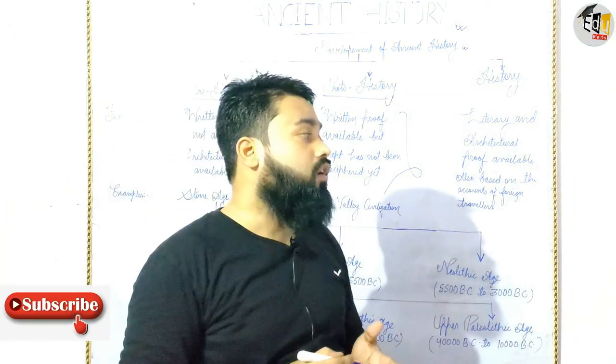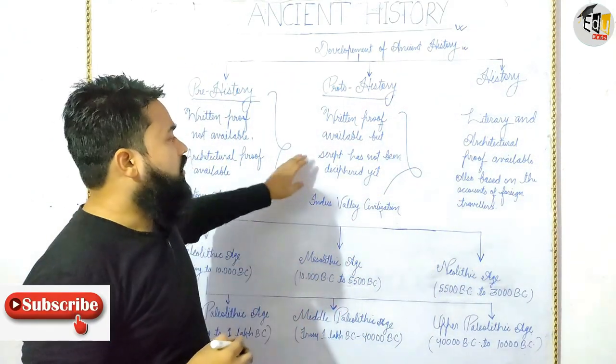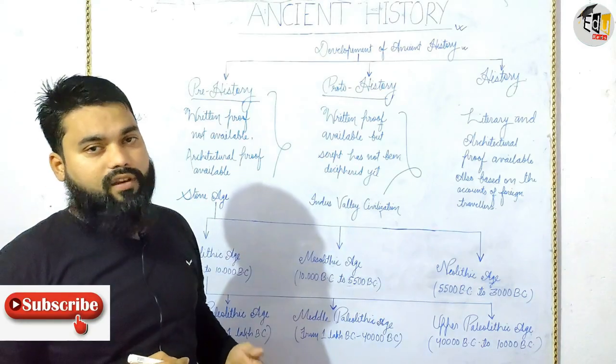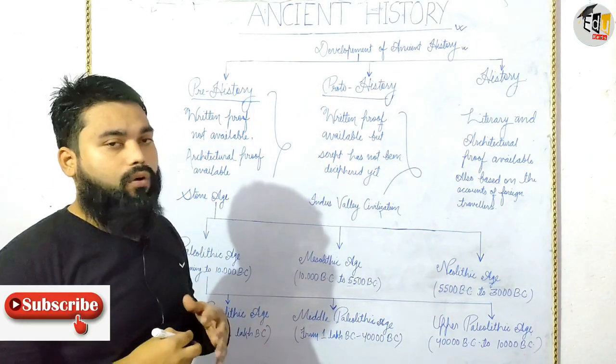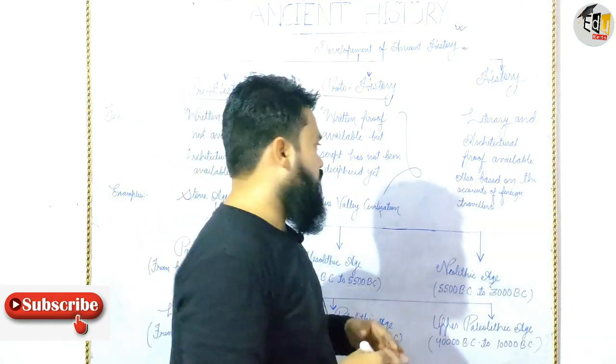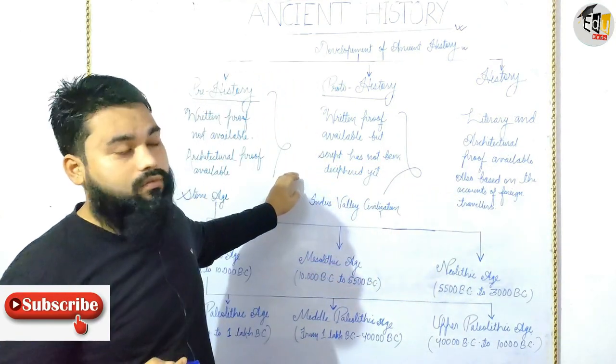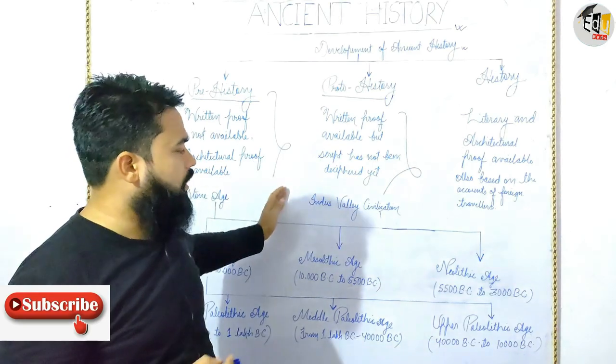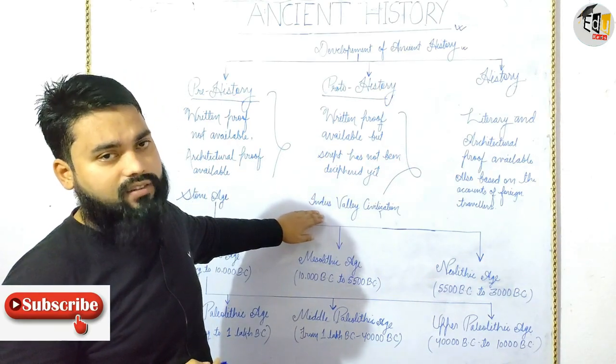It could not be deciphered because the script was not readable. The script could not be deciphered by any of the historians, since it was a pictorial script. We have a very live example here, the Indus Valley civilization.